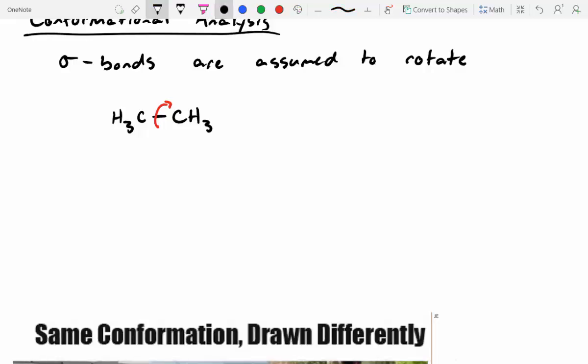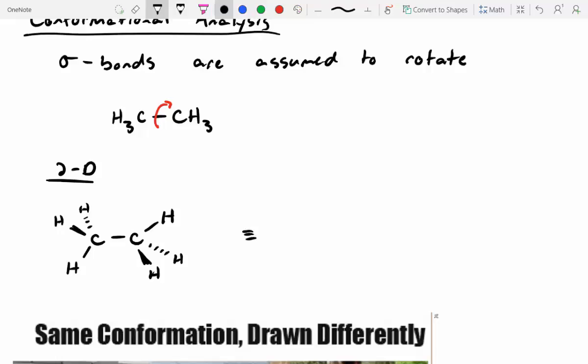So let's draw it in the 2D structure. We could say, all right, we've got two carbons. We've got a hydrogen sticking up, hydrogen down here, hydrogen there, another one coming out, and another one going back. However, that assumes we're looking on it sideways, right? What if we decide to look at it going straight down that bond? Then we can actually draw it a little bit differently, and this is called a Newman projection.